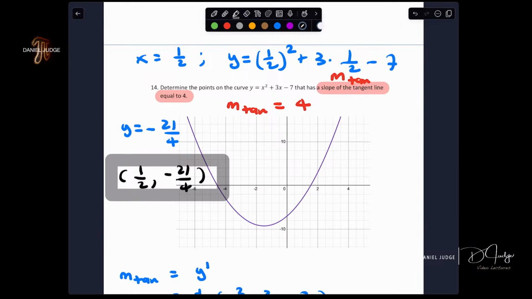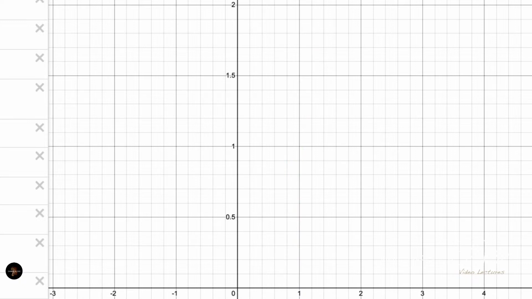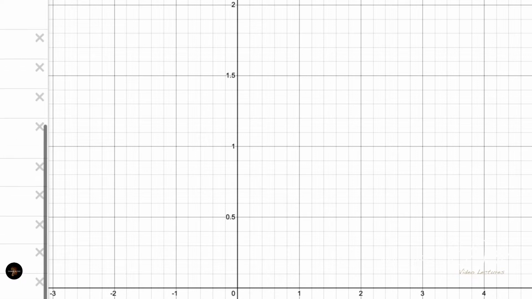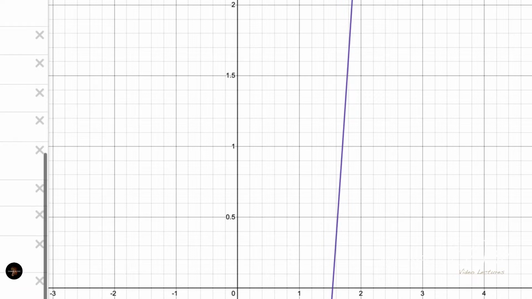And I'm going to look for that curve. Y is x squared plus 3x minus 7. So in the browser, get rid of this, get rid of this, get rid of the tangent. What was that curve? X squared plus 3x minus 7. Oh, there it is. And what I'm going to do here is this. I'm going to put that point of 1/2. Okay. About there, comma. And I think that's negative 21 fourths.